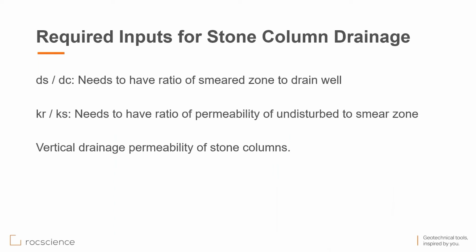So at the end, the required input parameters for stone column drainage would be the following, as I've mentioned before. The first one is the ratio of the smear zone to the drain well. The second one is K over Ks, the ratio of the permeability of the undisturbed zone to the smear zone. And lastly, the vertical drainage permeability for the stone columns.